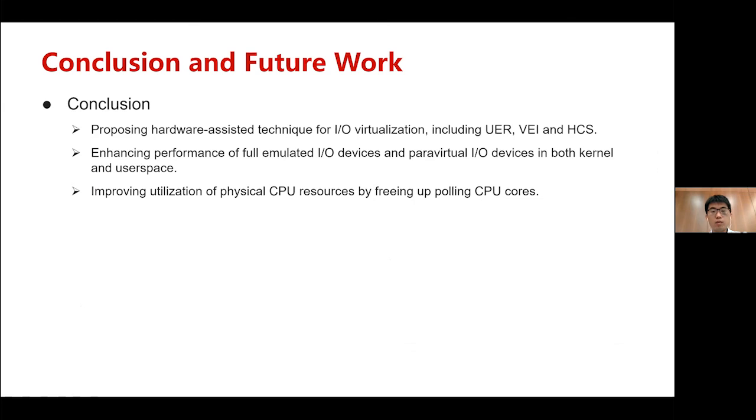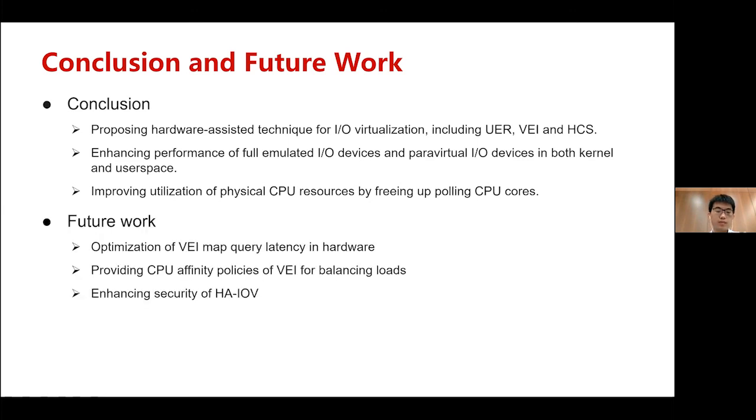In this talk, we propose hardware-assisted techniques for IO virtualization, including user-level exception redirection, virtual event interrupt, and hardware-assisted context switch. We name it HA-IOV. HA-IOV enhances performance of both emulated IO devices and para-virtual IO devices in both the kernel and the user space. Besides, it improves CPU utilization by freeing up polling CPU cores.